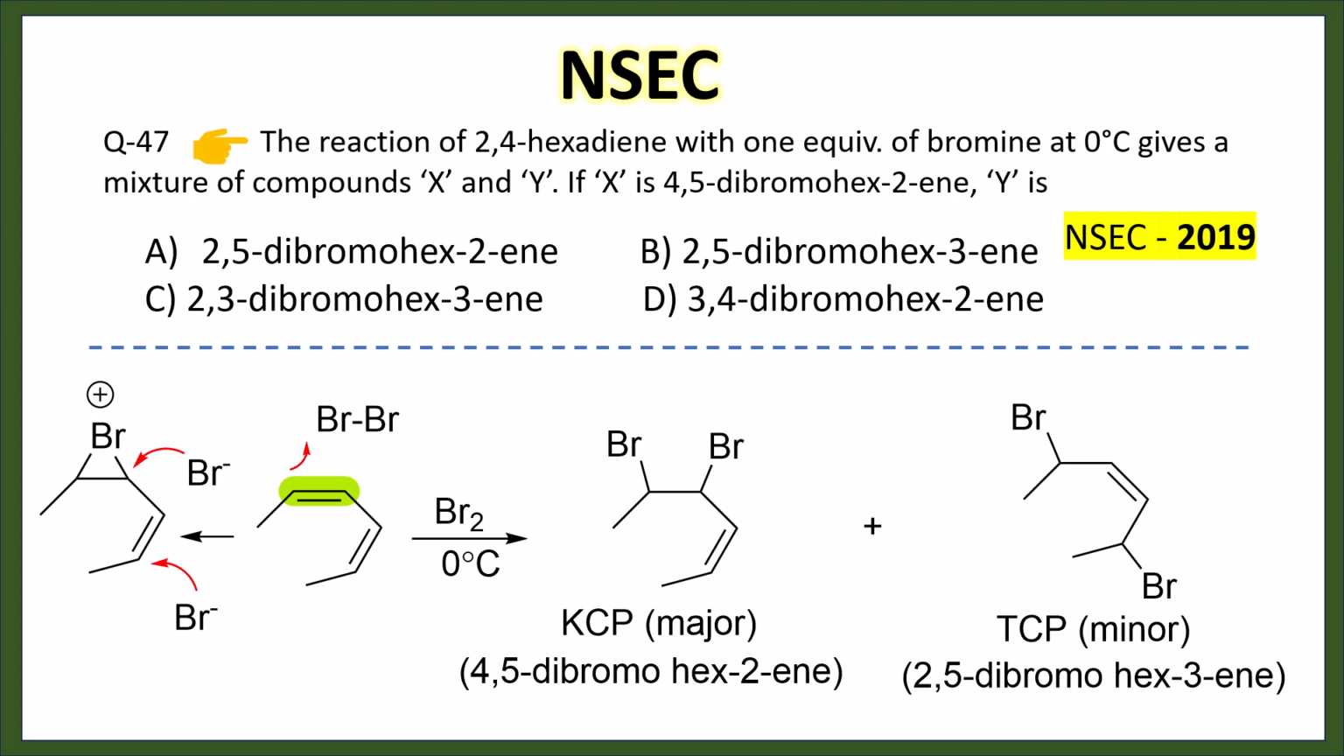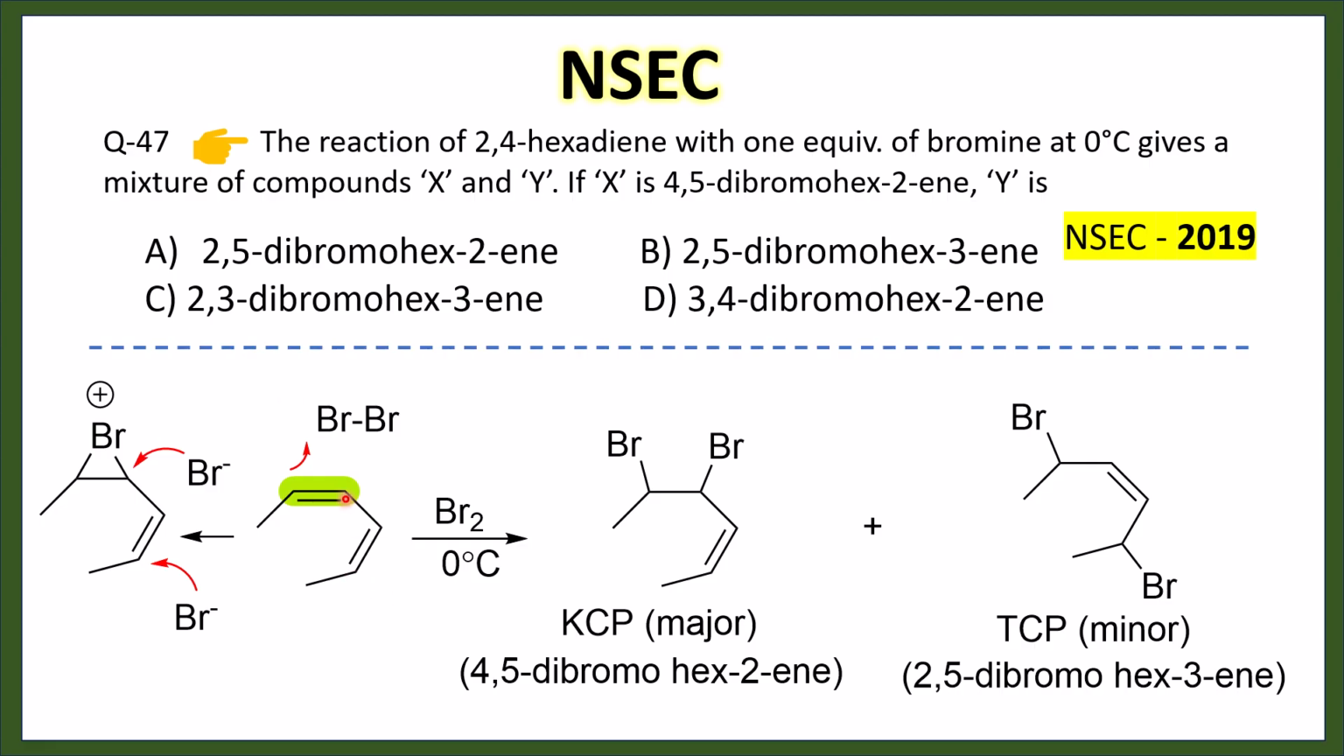Now question number 47, the reaction of 2,4-hexadiene with 1 equivalent bromine at 0 degrees Celsius gives a mixture of compounds X and Y. If X is 4,5-dibromo-2-hexene, then Y is, let's check this reaction.